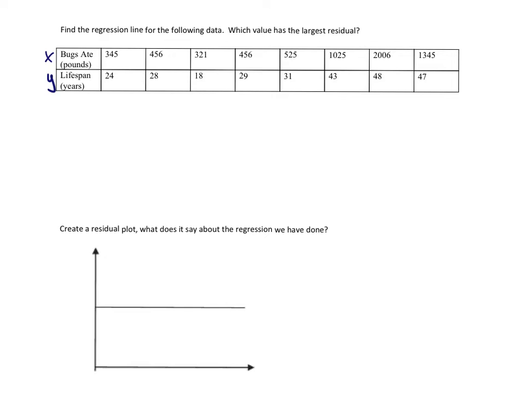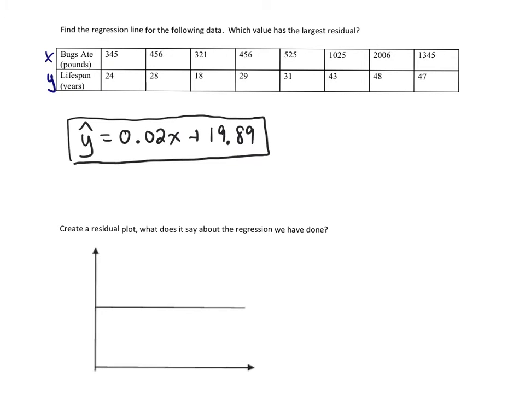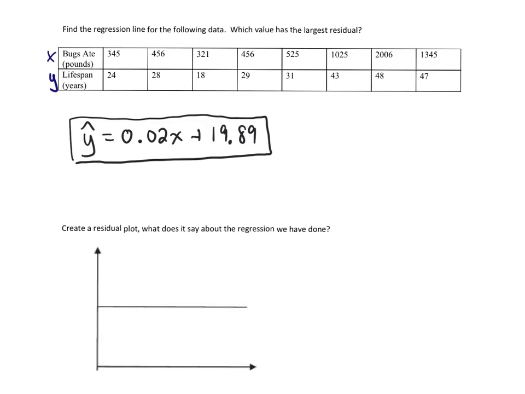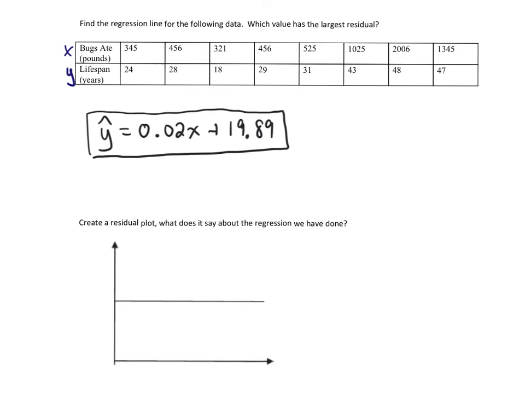So I went ahead and put it in my calculator, and I would encourage you to do the same thing. Hit pause, make sure you get the same thing as I get. So I'm getting 0.02x, rounded to the nearest hundredth, plus 19.89. So that's my regression line. So to find my residuals, I'll have to find the predicted value for each one of these. So the predicted value, remember y hat, is I am going to plug all the x's in.